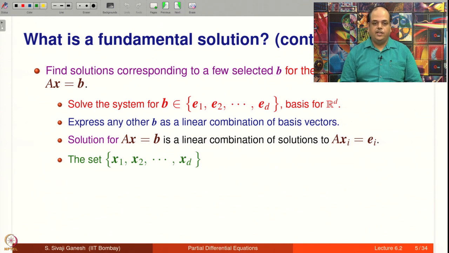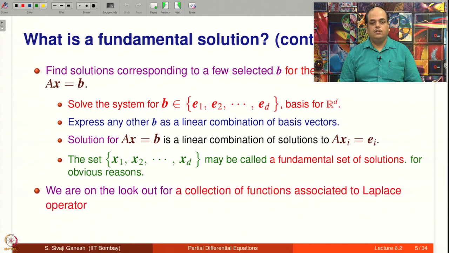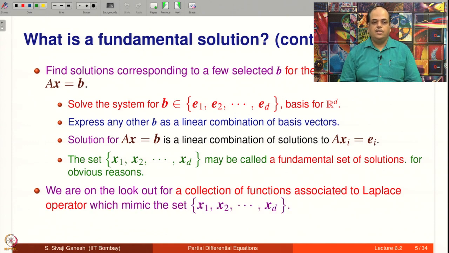So, the set x1, x2, ..., xD may be called a fundamental set of solutions in the context of Ax = b, for obvious reasons. We are on the lookout for a collection of functions associated to the Laplace operator which mimic this set x1, x2, ..., xD in the case of Ax = b.